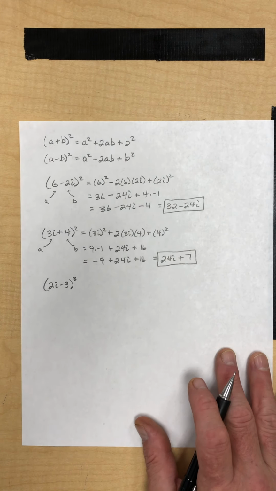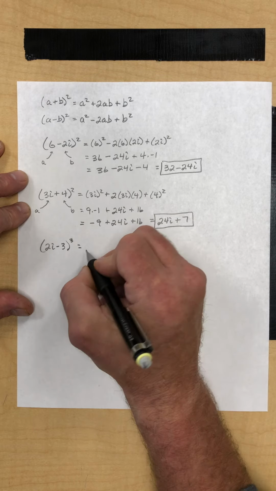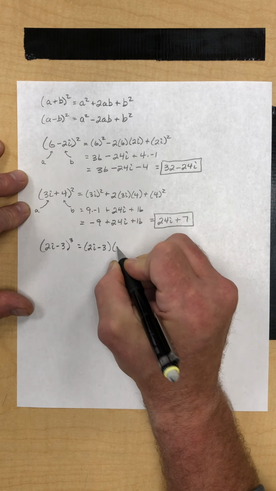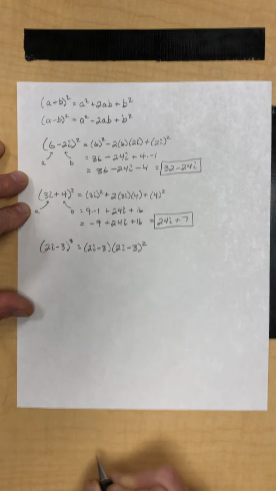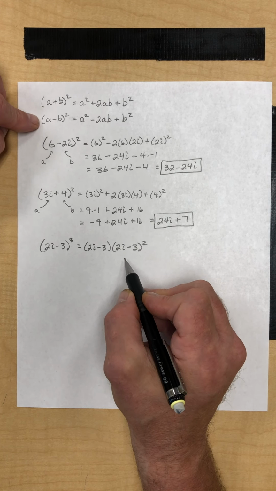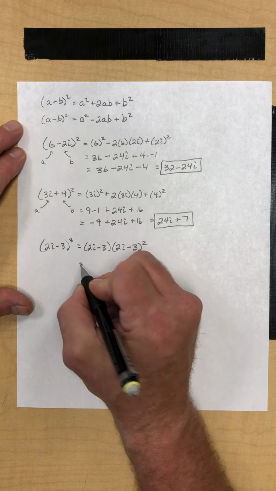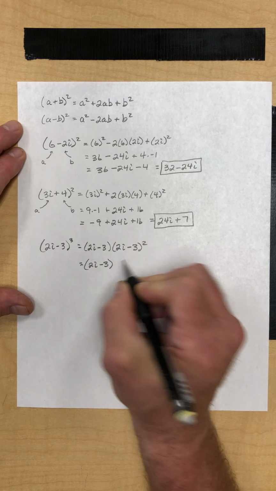Okay, let me move this out of the way. Okay, so how about this? Well, wouldn't that be the same as (2i - 3) times (2i - 3) squared? Okay, so I can use this formula on that, and then I'm going to have to do double distribution. Okay, so let's see. 2i - 3.